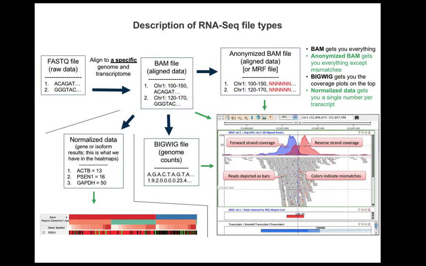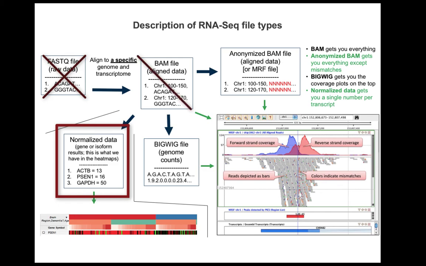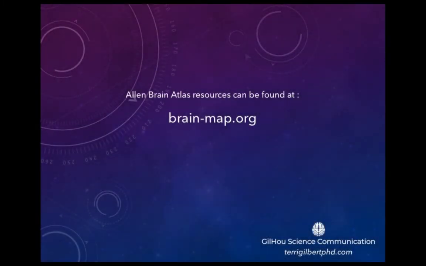The last thing you need to know is that because this data set includes human sequences, the data you can download is normalized data that are used in the heat maps, so mismatched data is not available in this resource. This overview should give you enough information to take advantage of the data available in these resources.